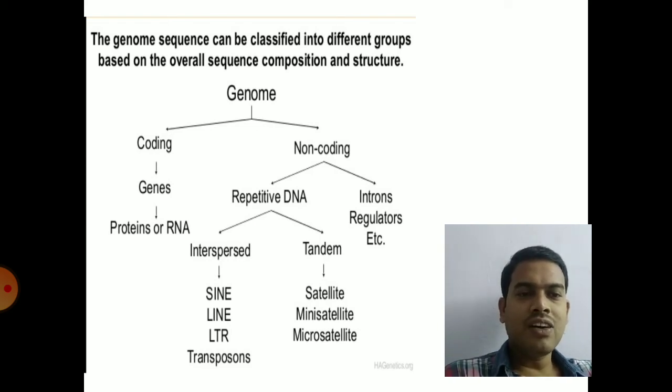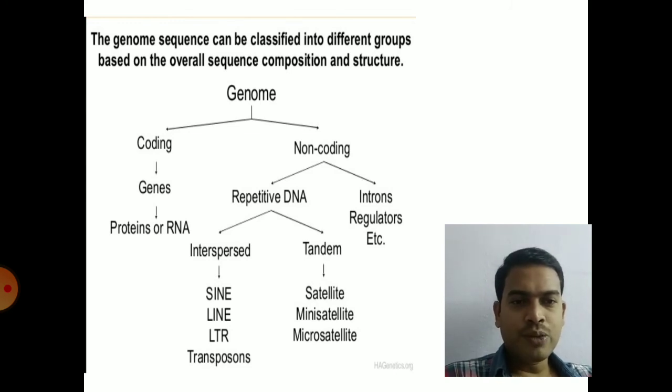Interspersed regions are so called because they are present in longer base pair length and they are present repeatedly, but the sequence is not the same. It is not tandem. That is called interspersed regions. Those are short interspersed regions and long interspersed regions, long-term repeats and transposons. These come under interspersed regions.